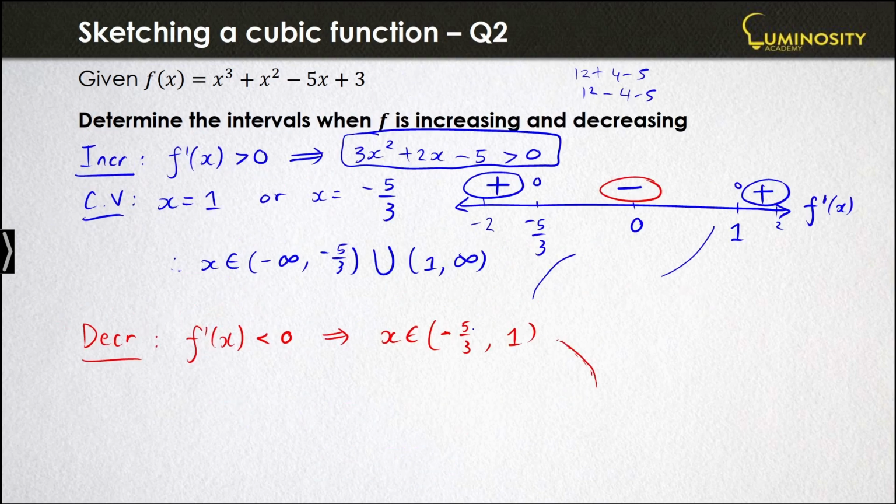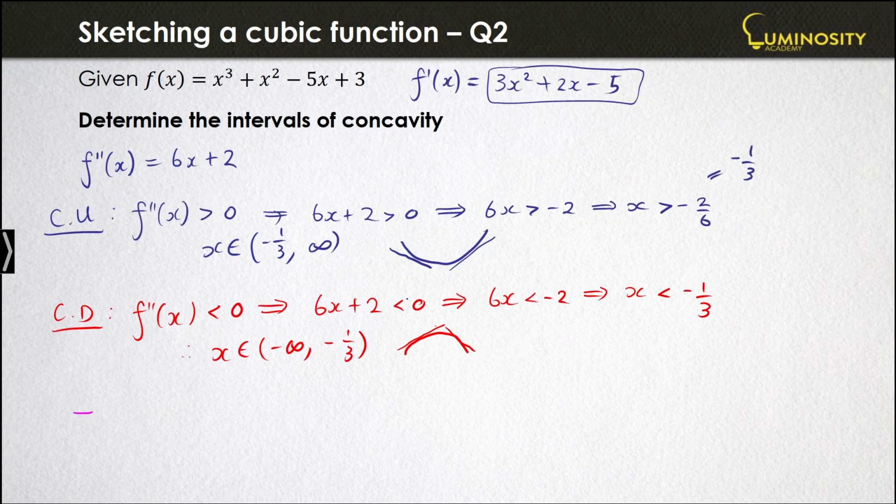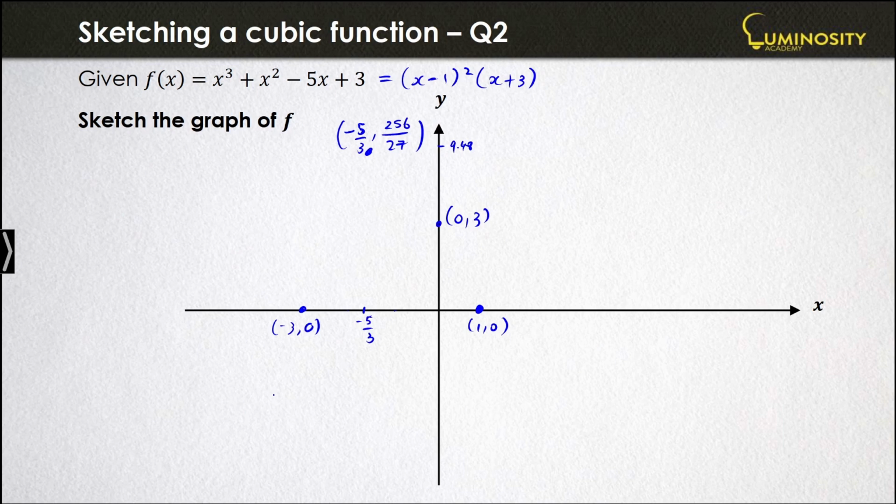Then it said the graph was increasing from negative infinity to negative 5 over 3, the stationary point. And then from the stationary point, it decreases and goes through the turning point. So I'm just going to put it in dotted lines for now. Let's arc that a bit better. It goes through the turning point, comes down to the other turning point while it decreases, and then begins to increase again. I'm putting it in dotted lines because I want to get the concavity, the bendiness of the shape, correct before I put it in solid lines.